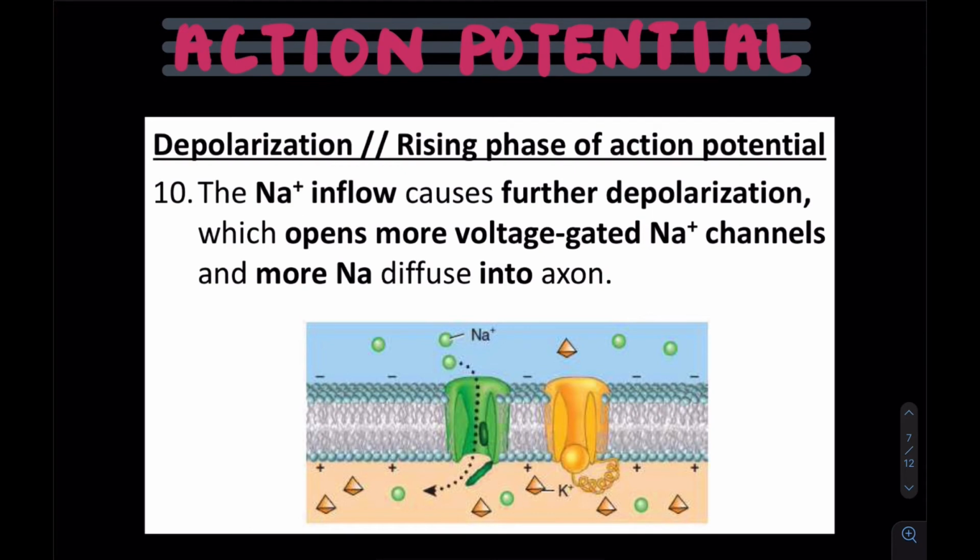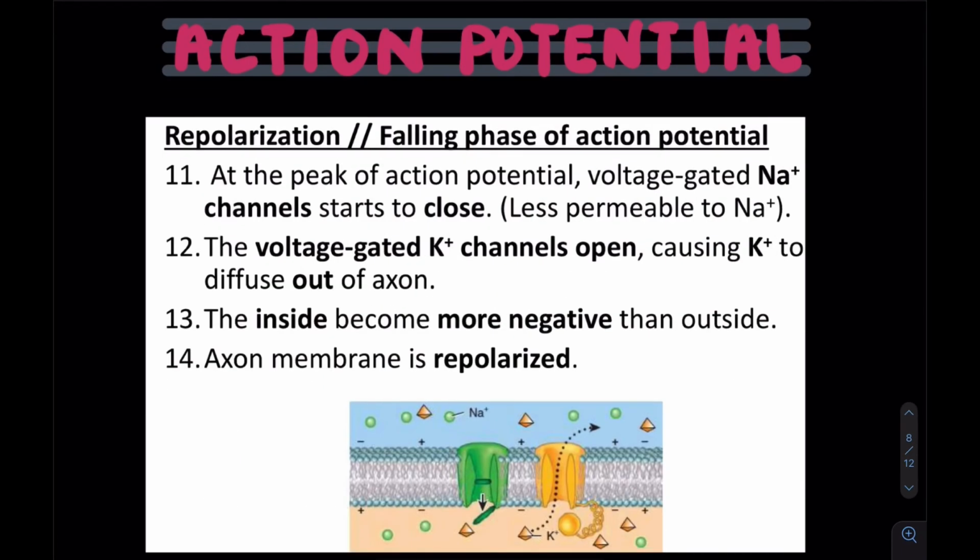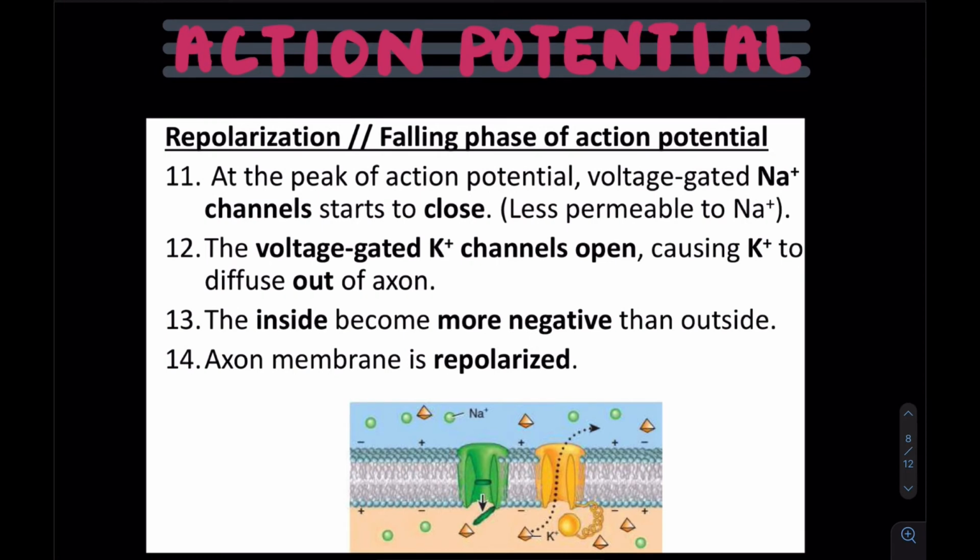Depolarization of the membrane causes more voltage-gated sodium channel to open and more sodium ion will enter the axon. Inside axon will become more positive. Action potential is achieved when membrane potential reaches positive 35 mV. At the peak of action potential, voltage-gated sodium channel will close and voltage-gated potassium channel will open. Since concentration of potassium ion are higher inside the axon, potassium will move out of axon down concentration gradient. The inside of the axon will become more negative and the axon membrane is repolarized.